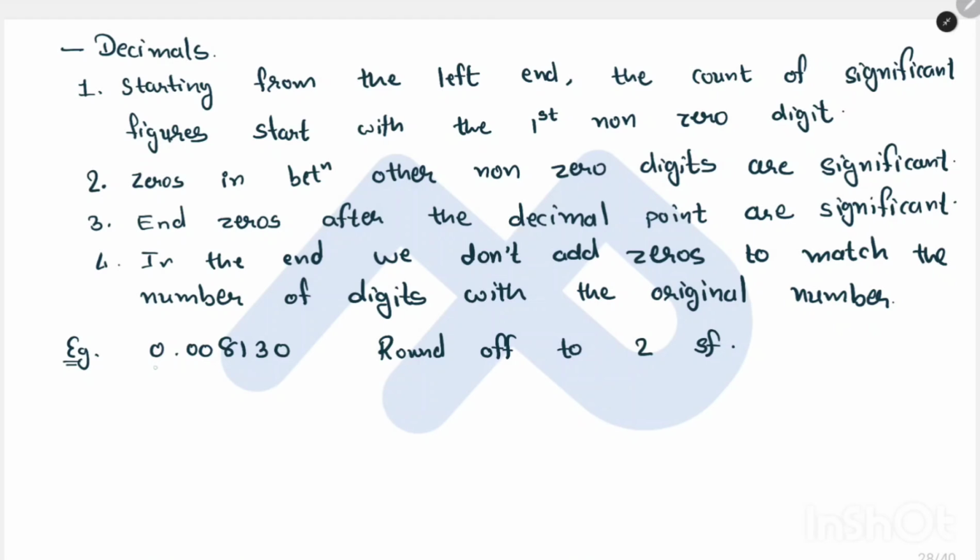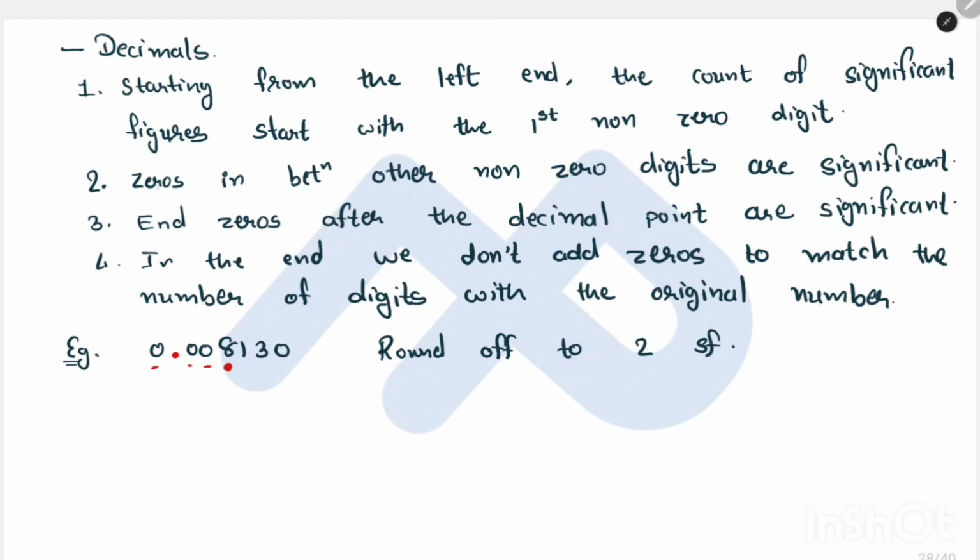So let's see the first example here. First is 0, second is also 0, third is also 0. This is the decimal point, but the first 3 digits are zeros only, so they are not significant. We don't start counting the significant figures from there. We start counting from this digit 8, because that is the first non-zero digit starting from the left hand. So from the left hand, once the first non-zero digit comes, then only you start counting the significant figures. Before that, all the zeros will be considered as non-significant.